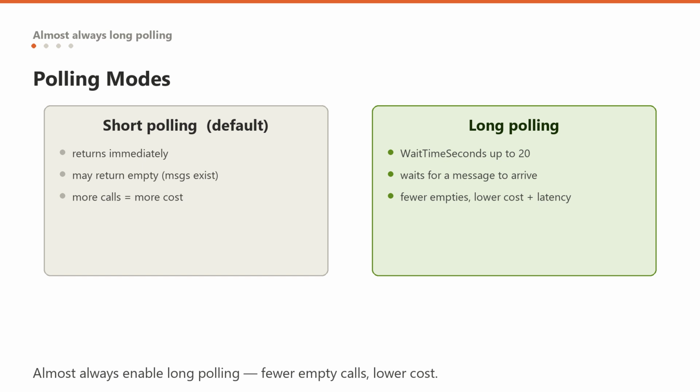Long polling, which you enable by setting wait time seconds, up to 20, tells SQS to wait until a message arrives or the timer expires. Long polling reduces empty responses, lowers your API costs, and lowers latency. The interview answer is simple. Almost always enable long polling. There's rarely a good reason to use short polling.